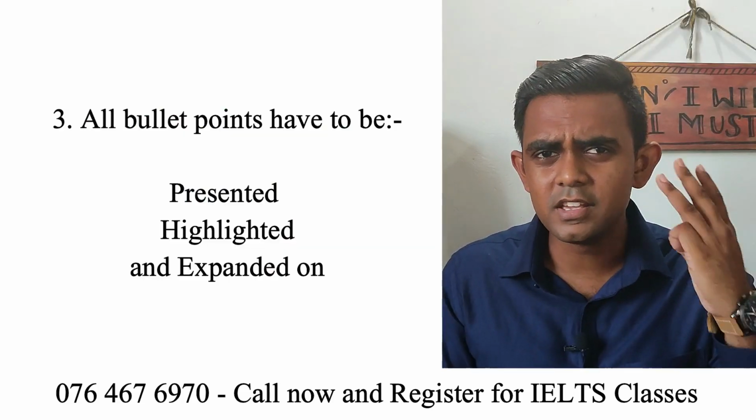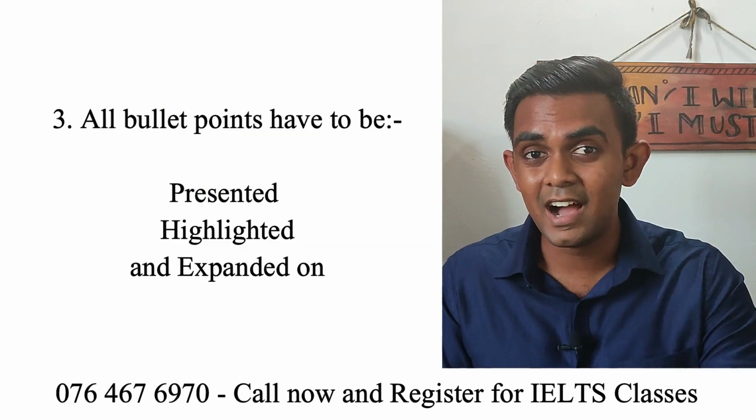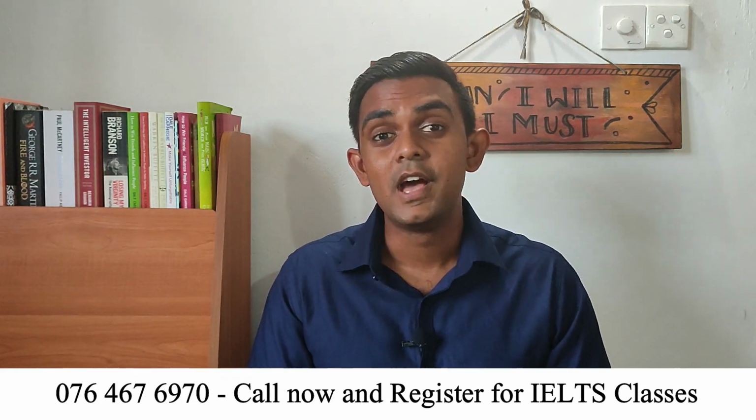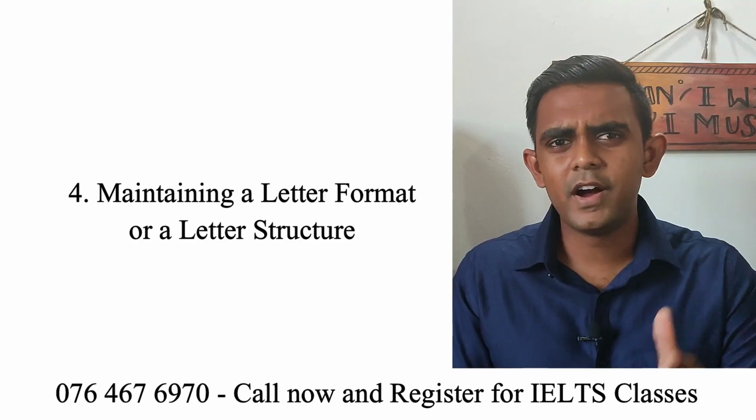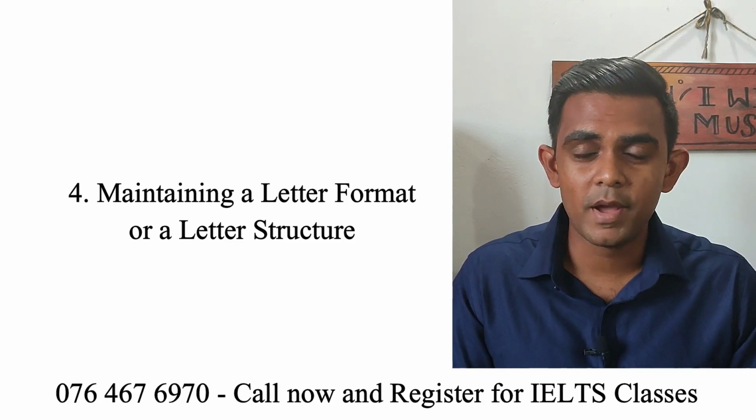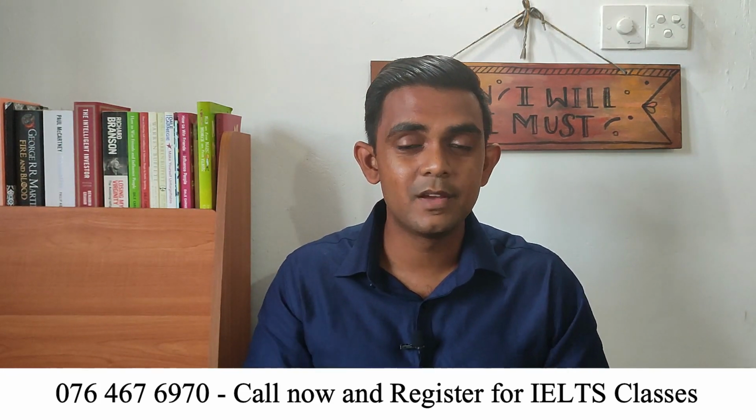Alright. Point number three is that all bullet points have to be presented, highlighted and expanded on. Clear? So every bullet point that you get, you usually get 3 bullet points, you have to make sure to speak on all 3 or to write on all 3. You can either divide this into 3 paragraphs and write it, which can be quite tedious and long, or else you could just divide this into 2 paragraphs, but make sure you include all 3 points that are mentioned. Clear? And finally, you have to maintain a letter format or a letter structure, which we will be discussing now. So make sure to keep these 4 things in mind when you're writing any type of letter.